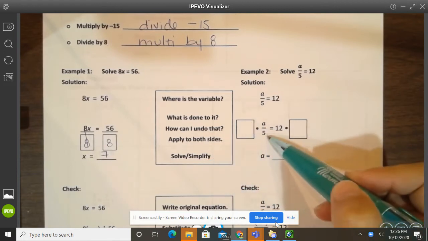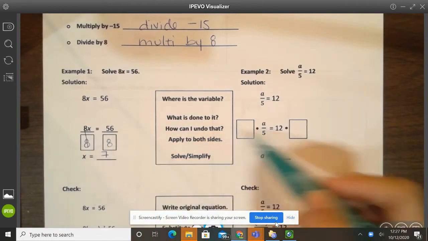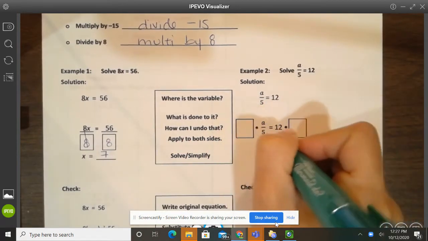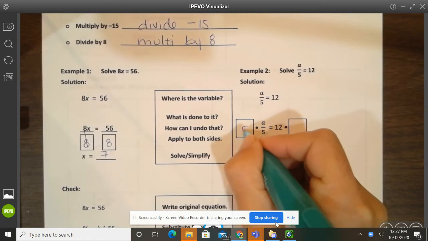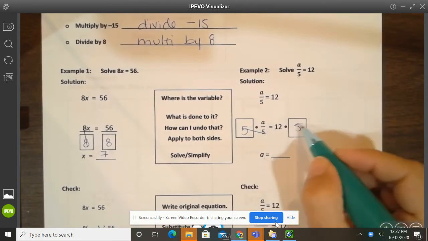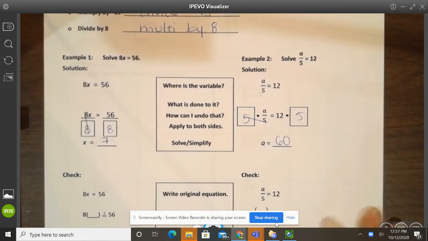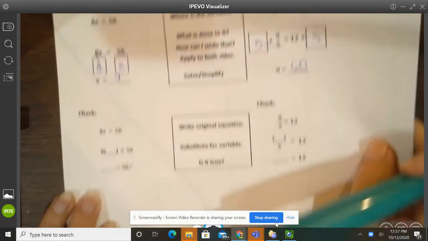Okay, so apply to both sides means that in this case you divide by 8. In this case, you gotta multiply by 5 because this is dividing. So the opposite is multiplying. This cancels this 5 on this side and it leaves a alone. And then 12 times 5 is 60. And that's your answer.